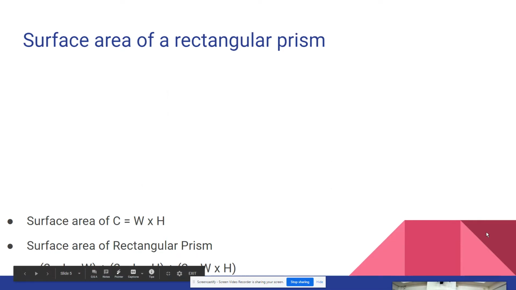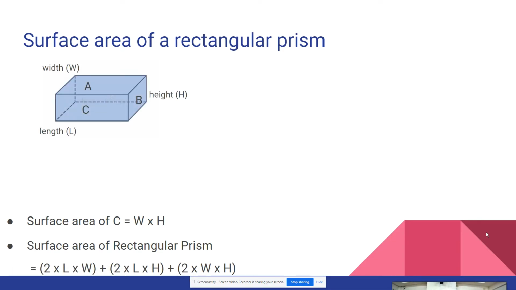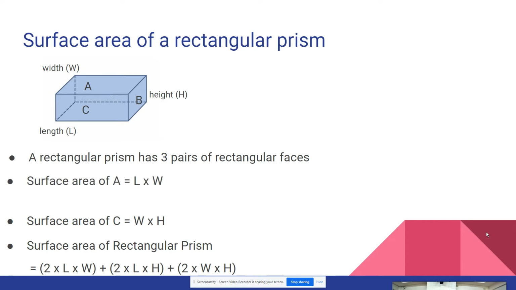Next is the surface area of a rectangular prism. So these are the width, length, and height. A rectangular prism has 3 pairs of rectangular faces. Surface area of A is length times width. Surface area of B is length times height. Surface area of C is width times height. Therefore, the surface area of a rectangular prism is 2 times length times width plus 2 times length times height plus 2 times width times height.